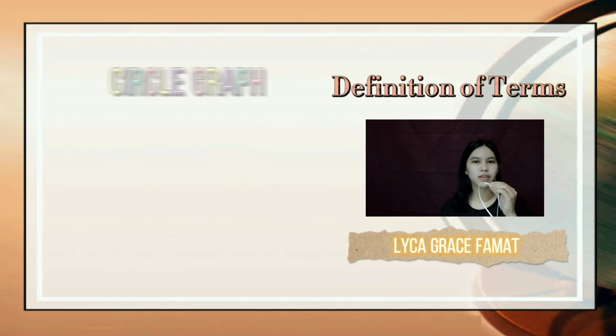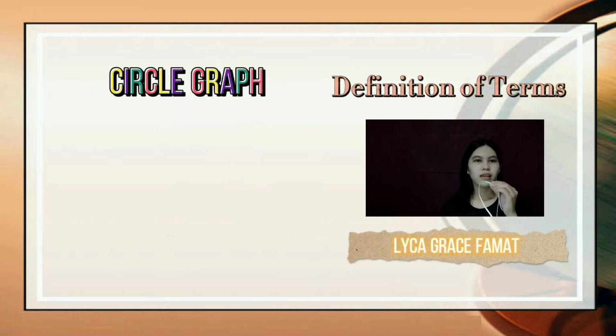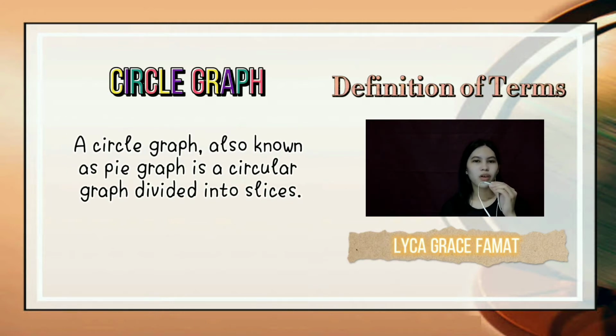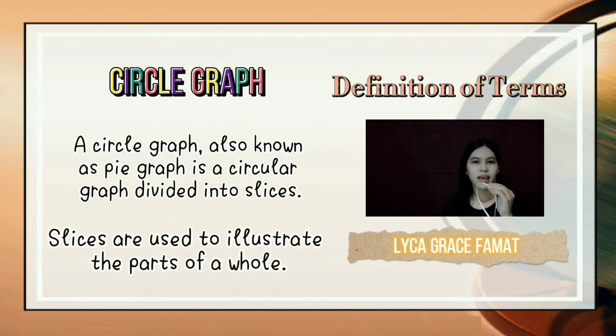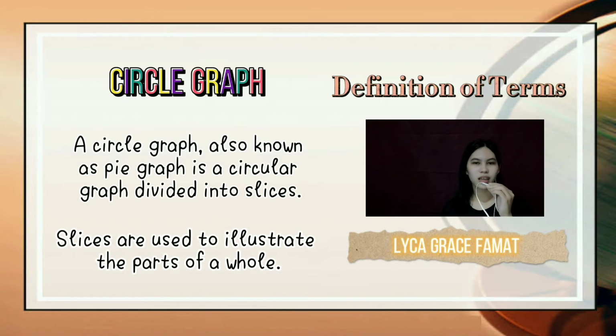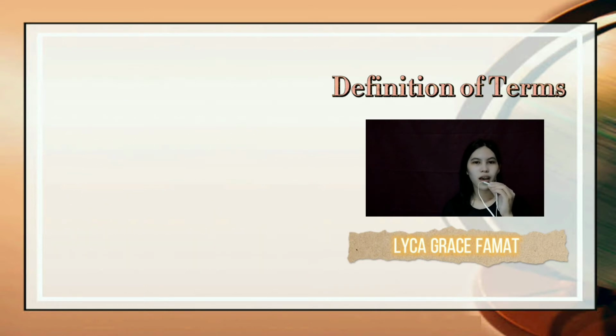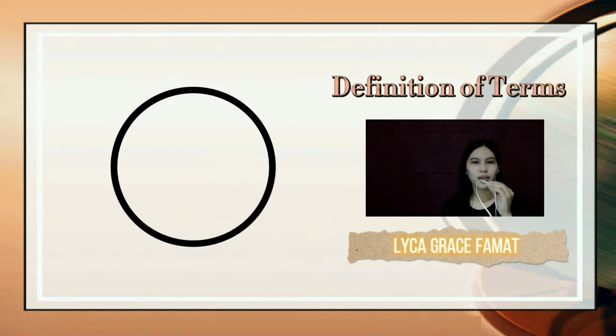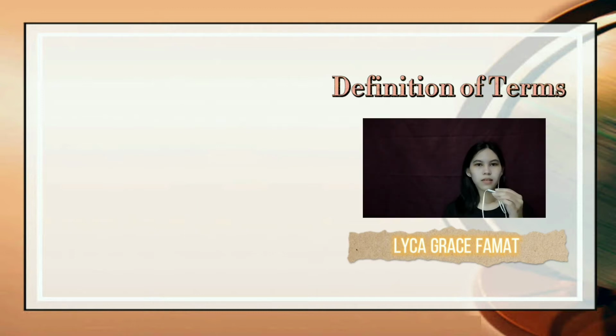I will now discuss to you what is circle graph. So, a circle graph, also known as pie graph, is a circular graph divided into slices. These slices are used to illustrate the parts of a whole. So, for example, if we were to make a pie graph with 4 parts, then we will have to divide the circle into 4 slices as well.